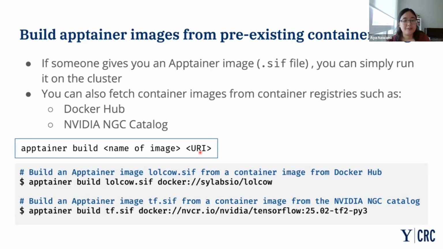Here we provide two examples. The first one pulls the lolcow container from Docker Hub and then converts it into a lolcow.sif file. Another example is pulling NVIDIA's TensorFlow container from the NVIDIA NGC catalog to build an image for TensorFlow called tf.sif. In summary, by using the apptainer build command, you can quickly convert pre-existing container images into Apptainer's .sif format.